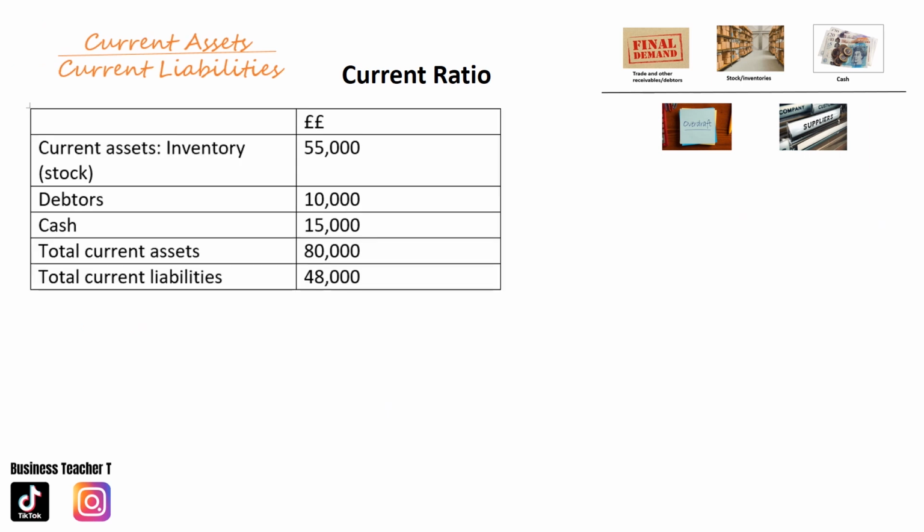Next question. We're required to calculate the current ratio again, and the data is in the table. The current assets here are £80,000 and the current liabilities are £48,000. So we input that information into the formula.